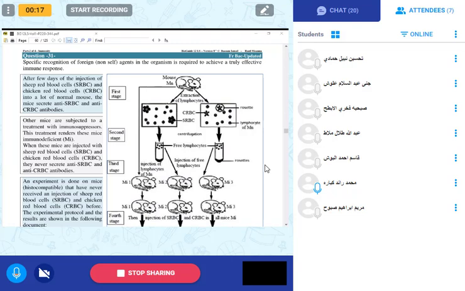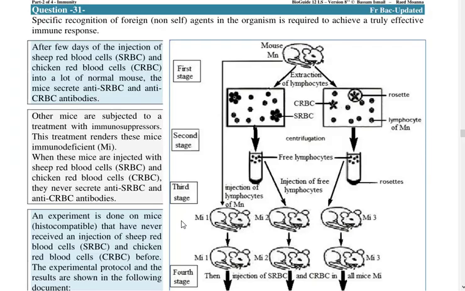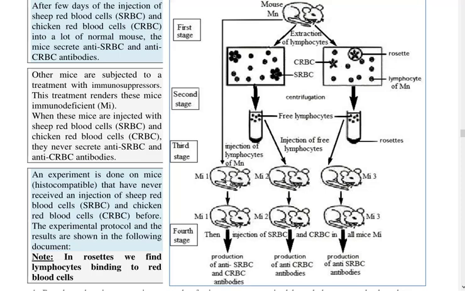An experiment is done on histocompatible mice that have never received an injection of sheep red blood cells and chicken red blood cells before. The experimental protocol and the results are shown in the following document. خلينا نشوف بهيدا الدوكيمنت شو عم بيصير عنا. نشرح الدوكيمنت بالأول. In rosettes, we find lymphocytes binding to red blood cells.